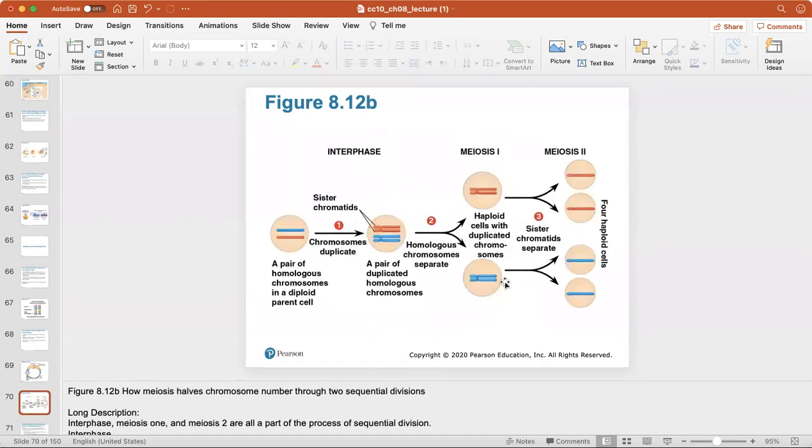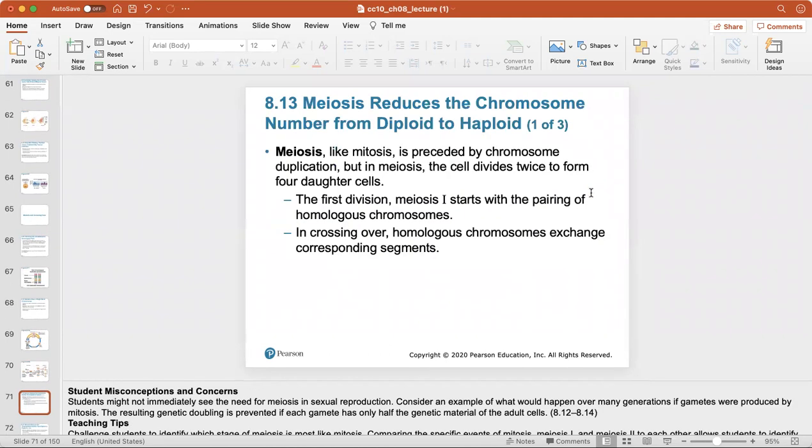So here's a look at how meiosis halves chromosome number through two sequential divisions. What meiosis does is it takes a parent cell and divides it twice, so that we start with a full set of chromosomes, and then the 4 haploid cells are the daughter cells, which only have half the set of chromosomes.